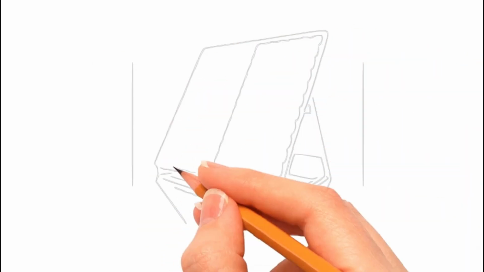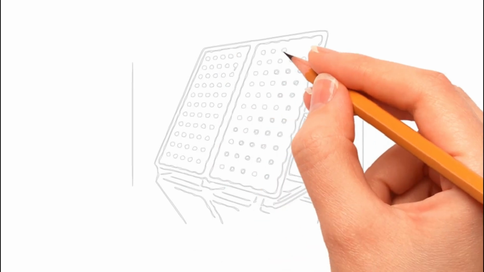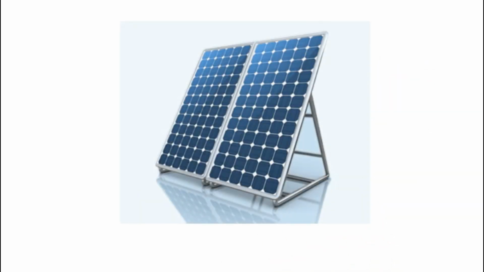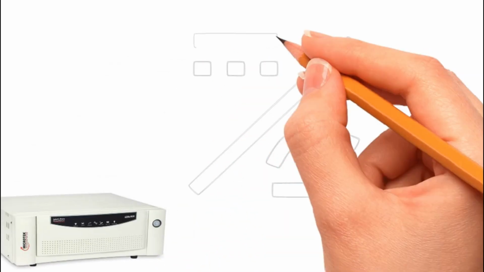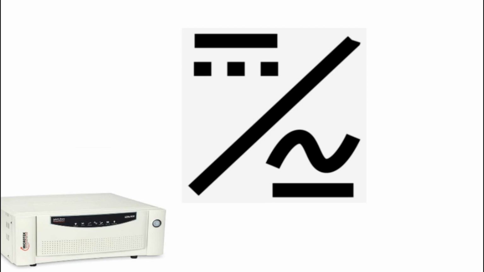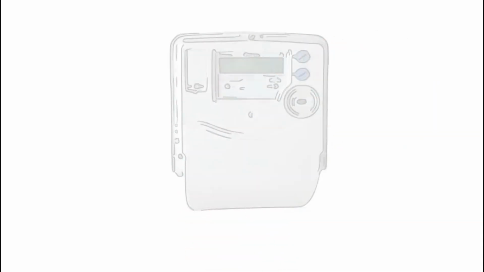There are three main components in this solar system. First, the solar panel, which converts sun rays to electrical energy. Second is the inverter, which is a very useful part of the solar system. Its job is to convert DC solar energy into AC energy, because our home appliances only work on AC supply. And last, most important part is the net meter, which can run in both directions.